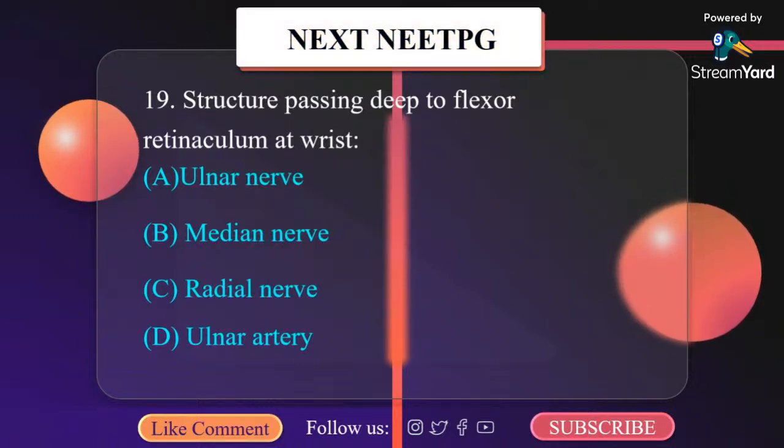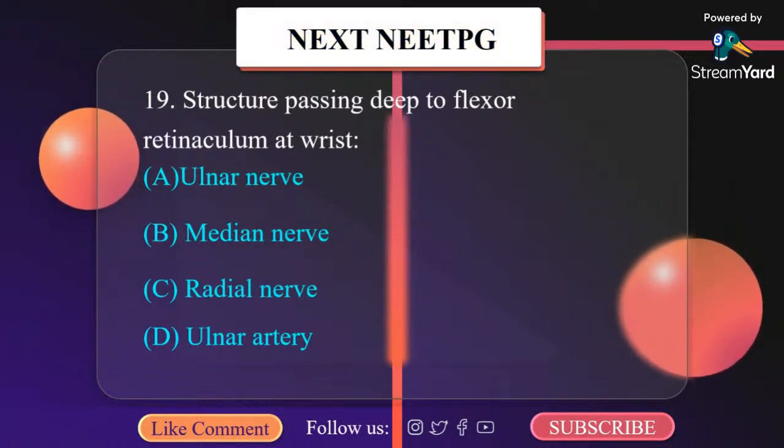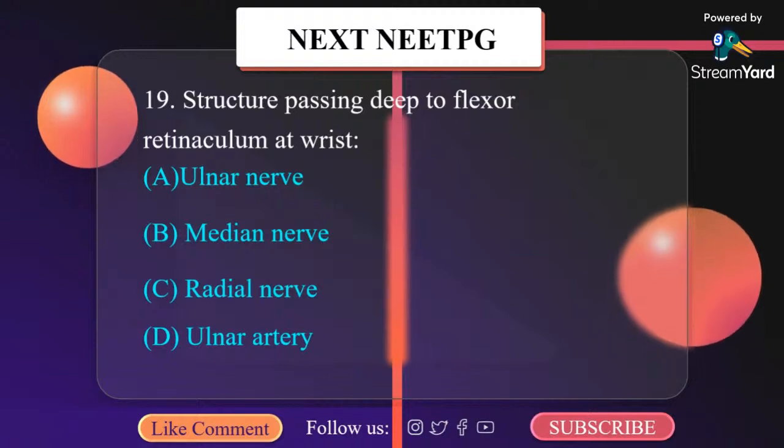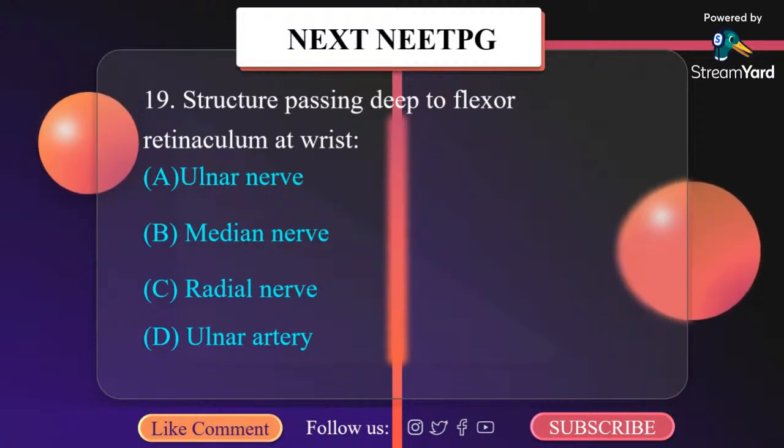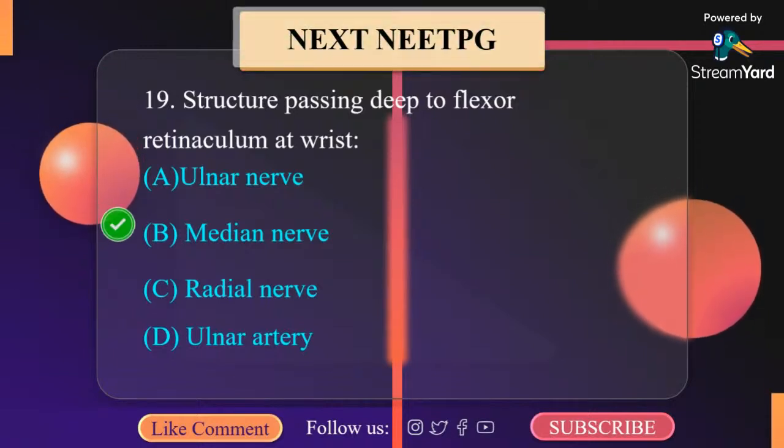Structure passing deep to flexor retinaculum at wrist is: A. Ulnar nerve, B. Median nerve, C. Radial nerve, D. Ulnar artery. It is the median nerve.